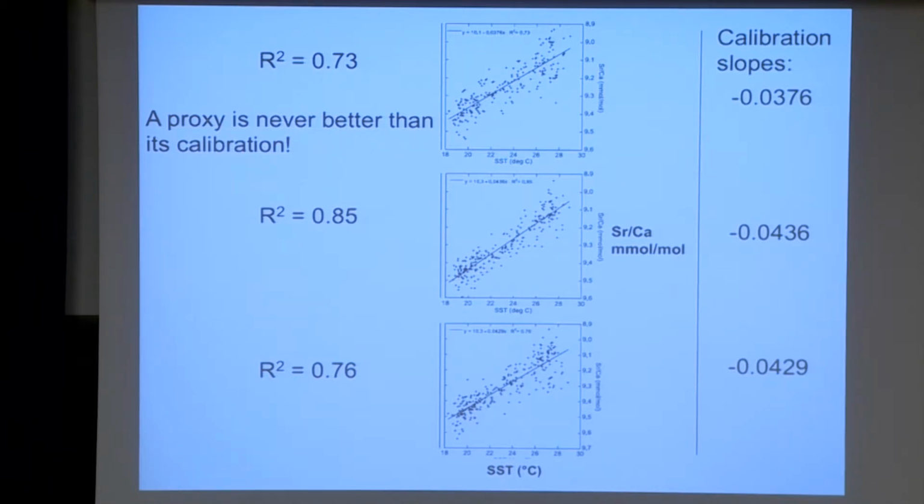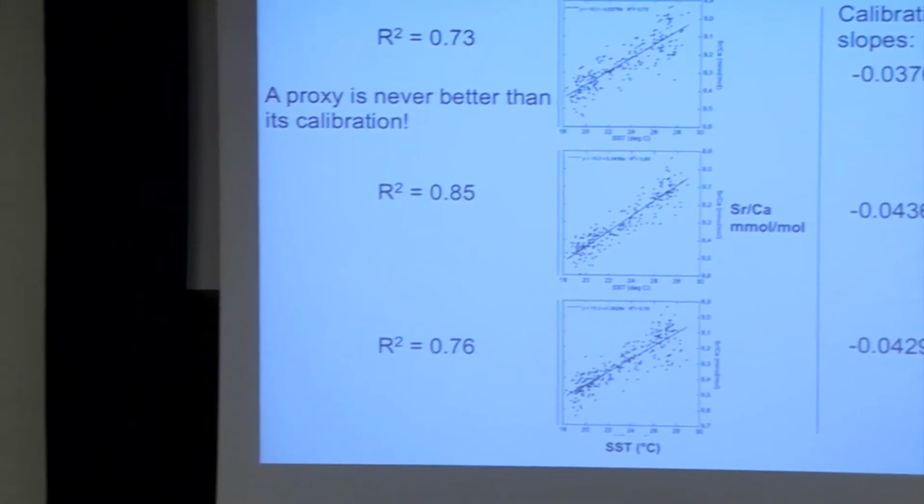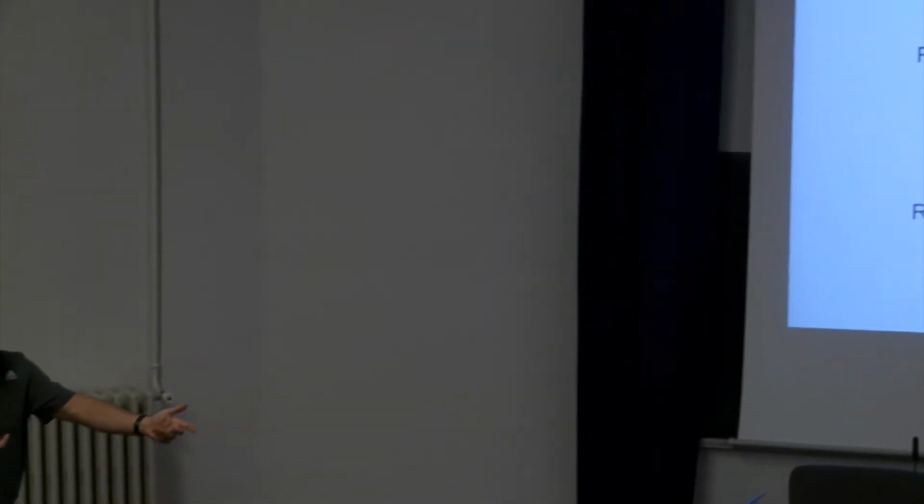It becomes a problem only, of course, in relationship to what we're trying to reconstruct. If we are trying to reconstruct something which changes by 30 degrees C, well, then if you have a plus or minus a couple of degrees C of uncertainty or noise, it doesn't really matter. But if you're trying to reconstruct something that is only on the order of 1 degree C, you better have a proxy that is significantly more precise and accurate than that. Okay.